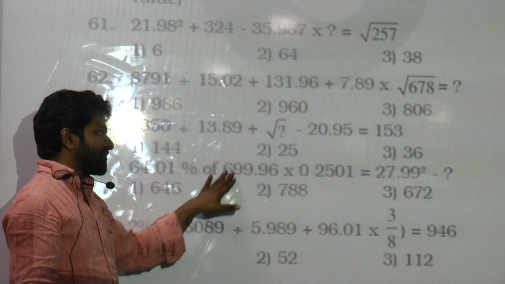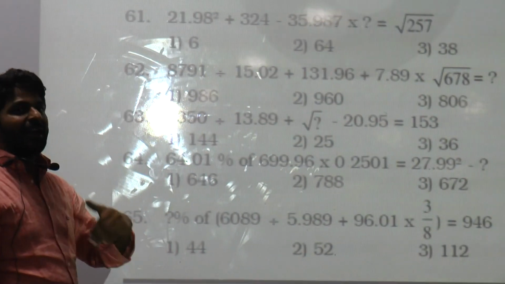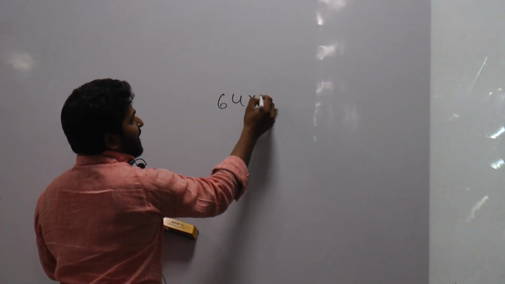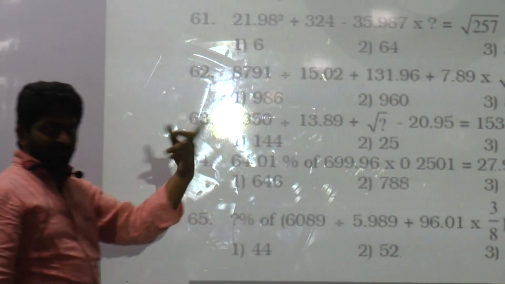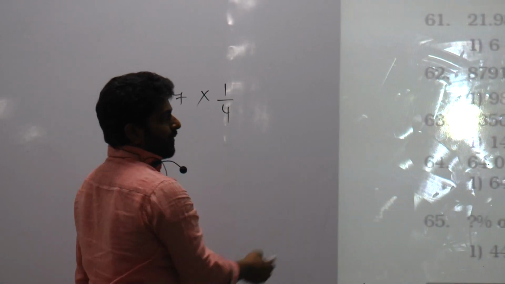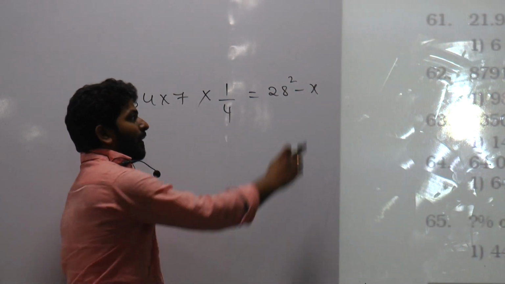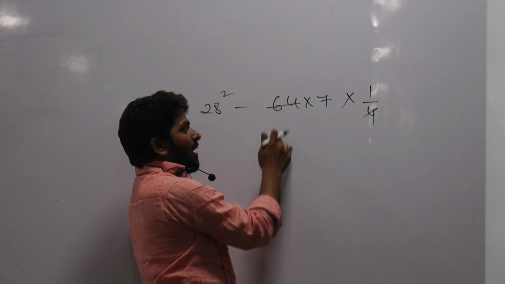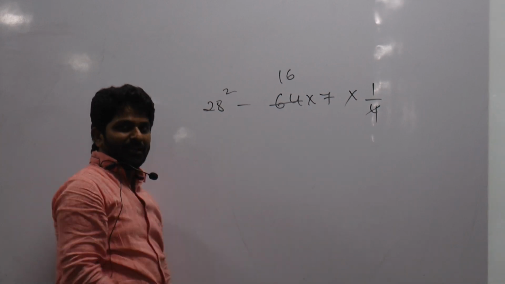Next. 64.01% of 696. Let's read it as 700. 700% of 64 in the sense 7 times 64. Don't calculate it. Let's keep it aside. 64 7 times into 0.2501. We'll write it as 1 by 4, which is equal to 28 square minus x. And x will be equal to 28 square minus this value. 4 how many times? 16 times. Don't want to calculate this.